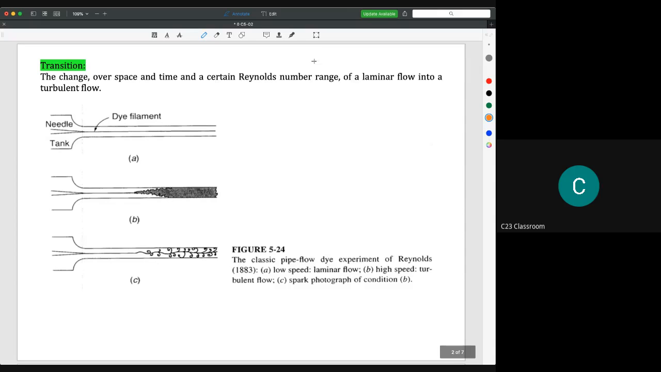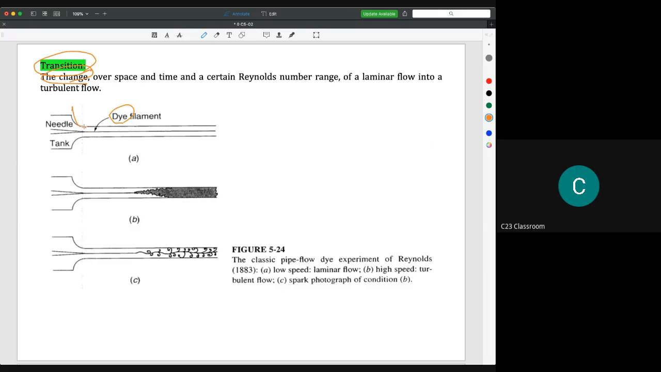And then I would like to discuss the word transition here. Transition means the phase change. As stated here, the change over space and time, in a certain Reynolds number range, of a laminar flow into a turbulent flow. The common experiment was conducted by Reynolds. Reynolds is a scientist. He used a see-through pipe and a dye, meaning an ink here.